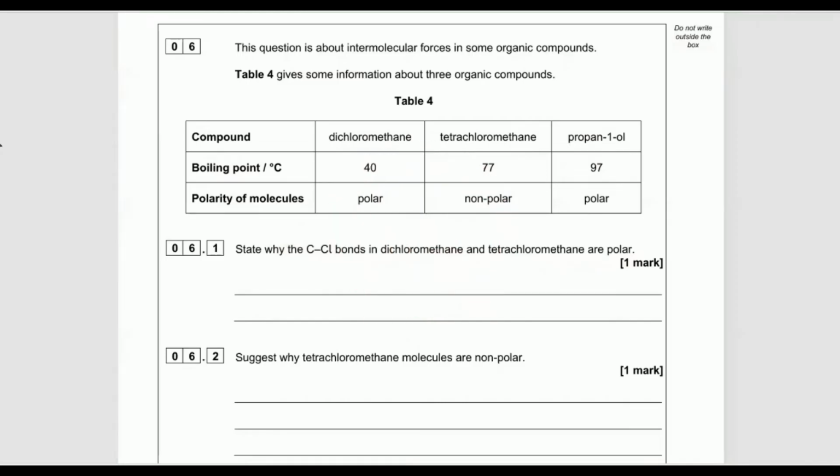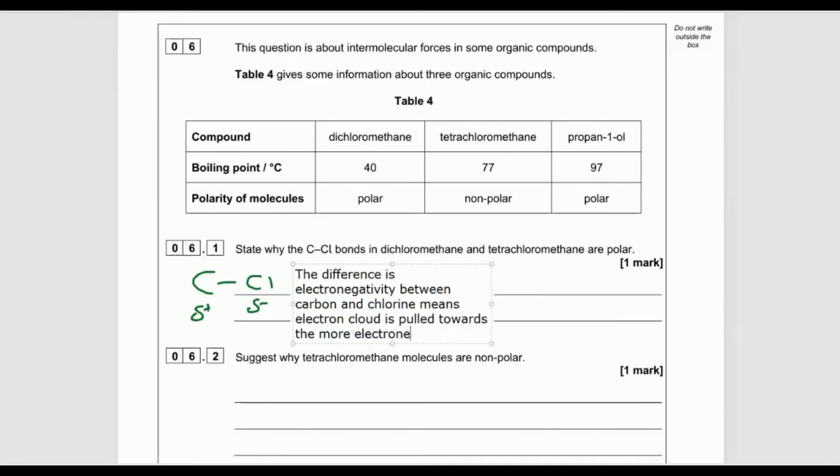So for 6.1, it says state why the carbon-chlorine bonds in dichloromethane and tetrachloromethane are polar. The reason is there's a difference in the electronegativity, the ability to withdraw electrons or pull electrons towards yourself. There's a difference in the electronegativity of the two atoms. And in fact, chlorine is a lot more electronegative than carbon. So it becomes delta negative and the carbon becomes delta positive. And that's why we describe the bond as polar.